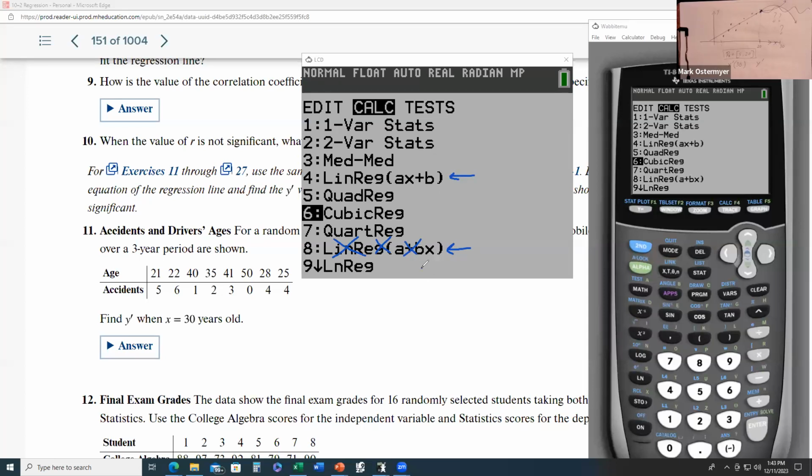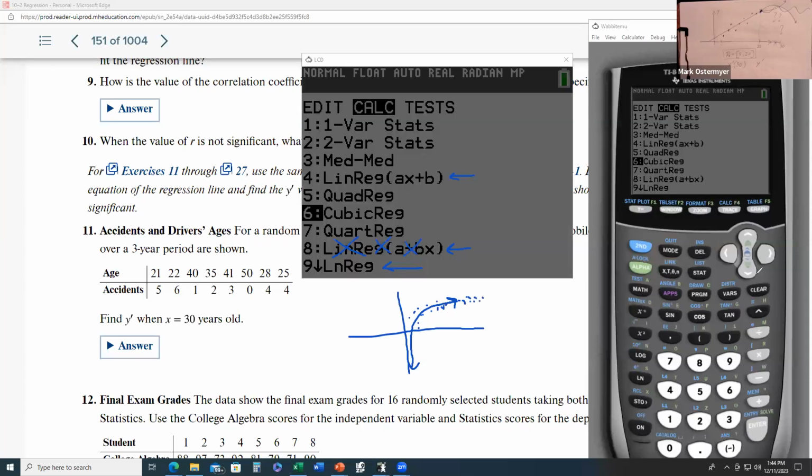Now, you could perform natural log regression. The graph of a natural log function tends to look like this. That's the graph of a natural log function. So maybe your scatter plot had a signature that mimics this type of curve, in which case you might want to try natural logarithmic regression. Okay.